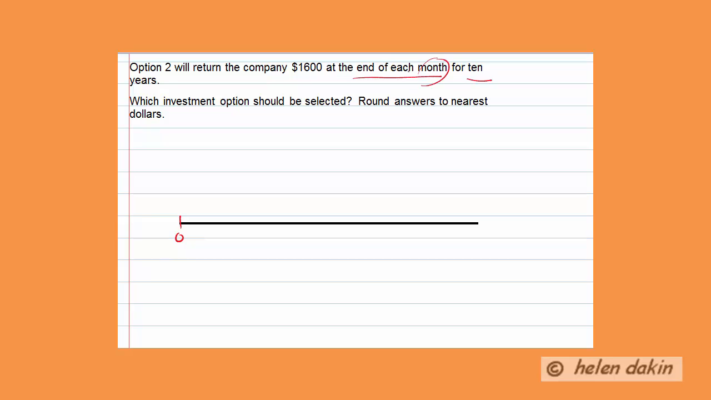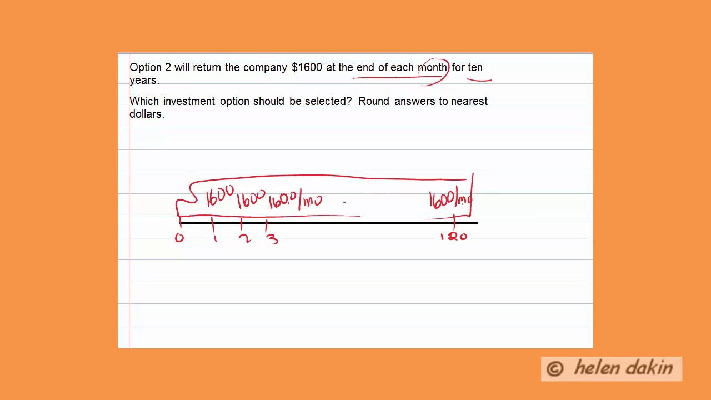And these are monthly payments. So we've got 1, 2, 3. How many months do we have in 10 years? We've got a total of 120 months. And the payments are at the end of every month. So it's $1,600 at the end of the first month, $1,600 at the end of the second month, and so on. $1,600 per month for the 10-year period. So we've got an ordinary annuity here, $1,600 per month at the end of every month. So there's my annuity time diagram. N is equal to 120 monthly payments.